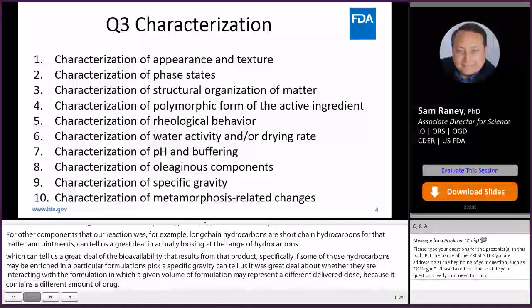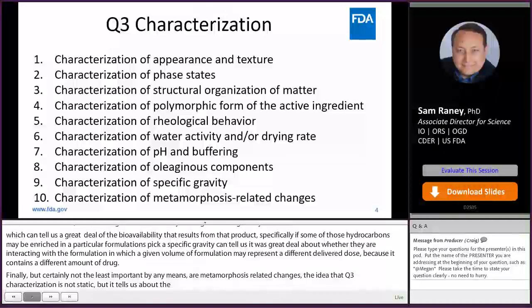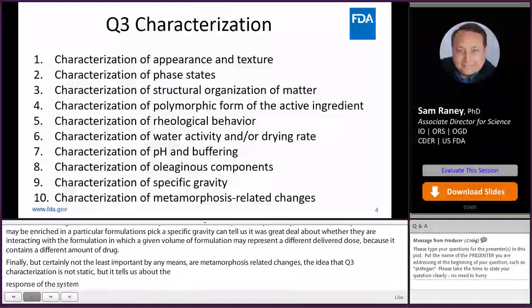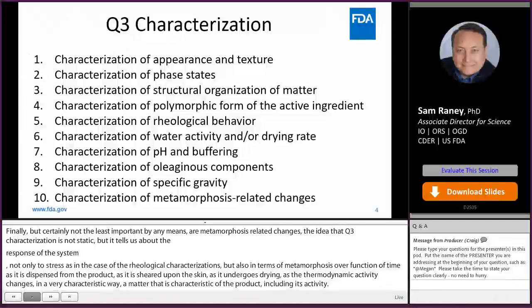The idea that Q3 characterization is not static, but it tells us about the response of the system, not only to stress, as in the case of rheological characterizations, but also in terms of metamorphosis over a function of time, as it's dispensed from the product, as it's sheared upon the skin, as it undergoes drying, as the thermodynamic activity changes in a very characteristic way, a manner that is characteristic of the Q3 attributes of the product, including perhaps its water activity. All of these things have an enormous impact and can be critical to controlling that rate and extent that is so essential to understanding whether a product is going to be bioequivalent or not.